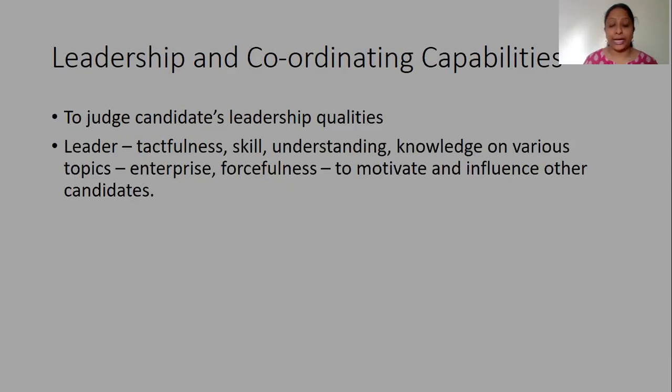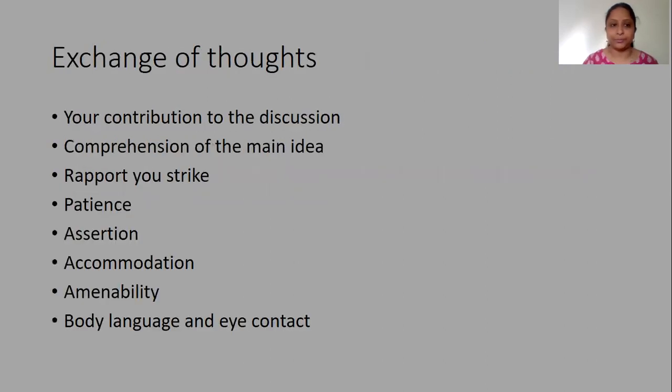You need to be quite enterprising. Enterprising is the ability to take up the initiative, to do the tasks without even being given the instructions, etc. And the forcefulness, you need to have that energy, enthusiasm in yourself. At the same time, you need to motivate and influence the other candidates, other group members.